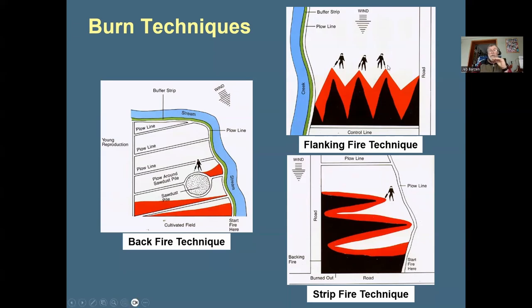The challenge with this is that you have people who are in dangerous situations. So if you get a sudden wind shift, if this person gets a little ahead of this person and then suddenly the wind bends over to the northeast, you're sending fire towards this person.